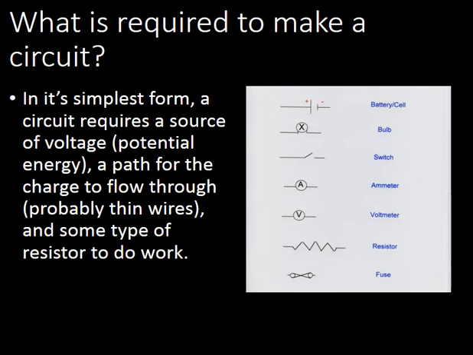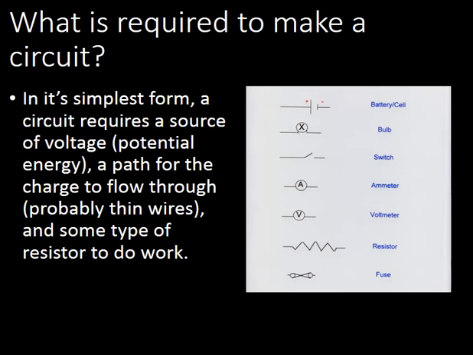Alright, so we need to talk about what's required to make a circuit, and really, in these very simple forms, all a circuit needs is a source of voltage like a battery or a wall socket. It needs a path for the charge to flow through. Usually that's some thin wires or something like that. And then some type of resistor to do work.